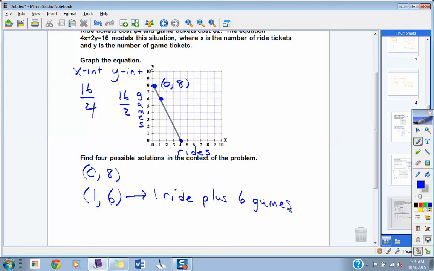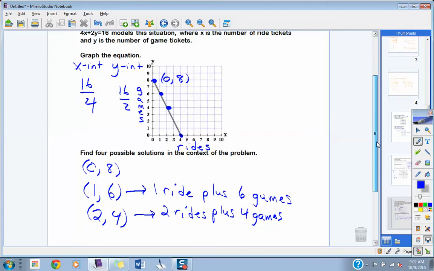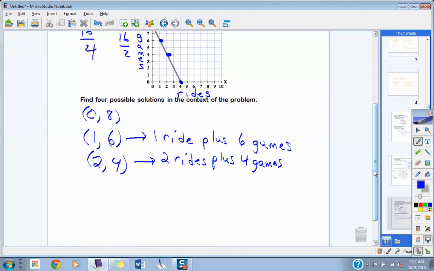If I follow this down again, don't I hit another point right here? What's that point, guys? 2, 4. Which would imply how many rides? 2 rides and 4 games. All right. What's the next point that we get if we continue to follow that line? 3, 2. 3 rides plus 2 games. Finally, what's the last one?